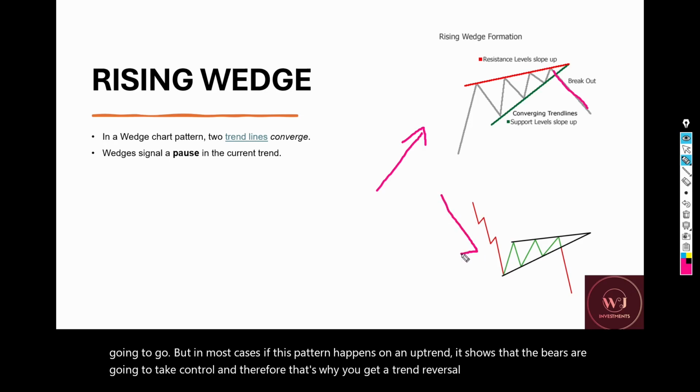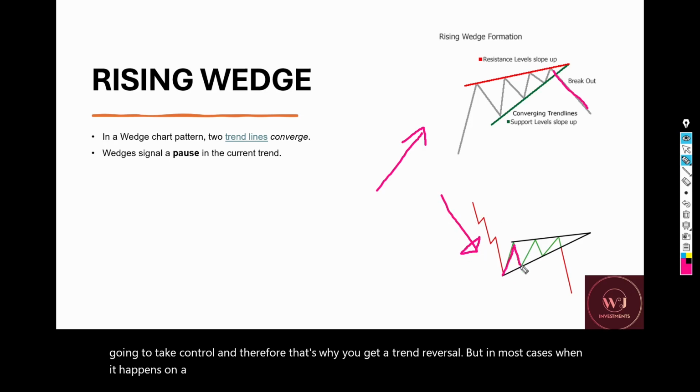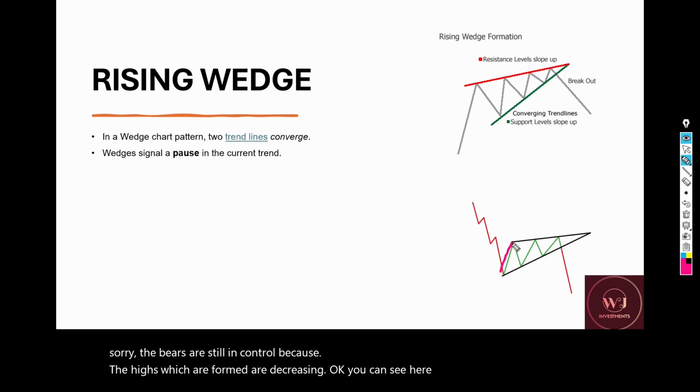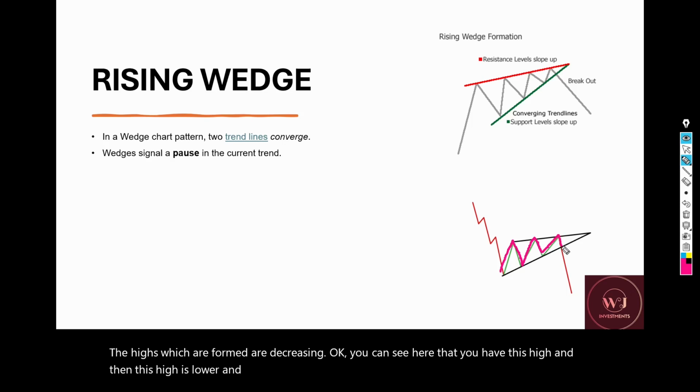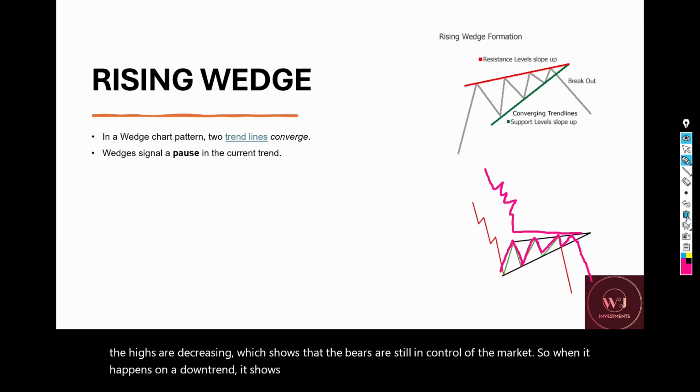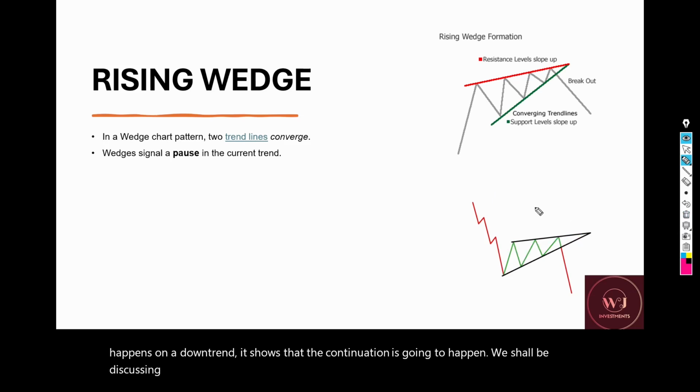But when it happens in a downtrend, the bears are still in control because the highs which are formed are decreasing. You can see here that you have this high, and then this high is lower, and then the next high is lower, then the next high is lower. It shows that the highs are decreasing, which shows that the bears are still in control of the market. So when it happens in a downtrend, it shows that a continuation is going to happen. We shall be discussing this more in this video.